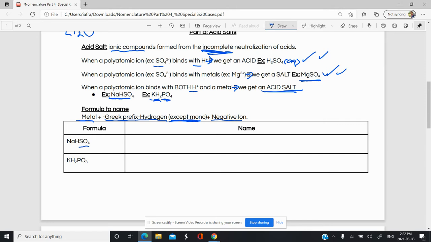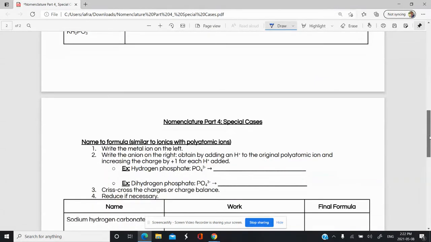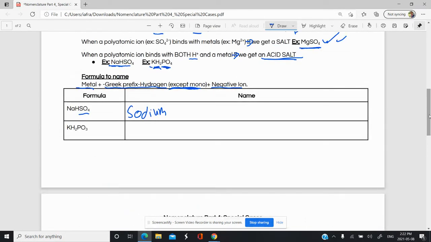So, for example, here I have NaHSO4. So I have sodium, and then you'll notice that we have one hydrogen. So as we said, we have mono, but we don't put mono, so hydrogen. And then this is sulfate. SO4 is sulfate, so then I can put sulfate.